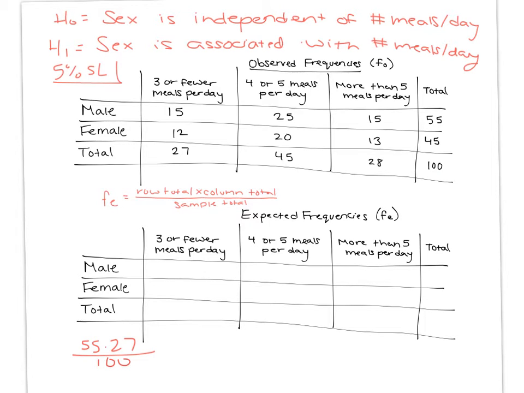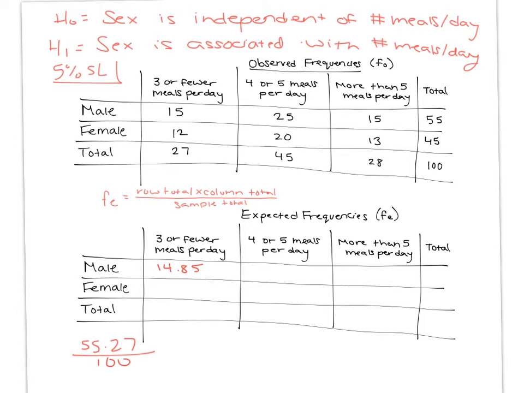And so when I do that, 55, which is the row total, times 27, which is the column total, divided by 100, and I get 14.85. Basically what we're saying is that if my data were proportional to the number of males I have versus the number of females I have and how many people I have eating 3 meals, 4 or 5 meals, or more than 5, then we would expect 14.85 males to eat 3 or fewer meals per day. And so that's what that expected value is saying.